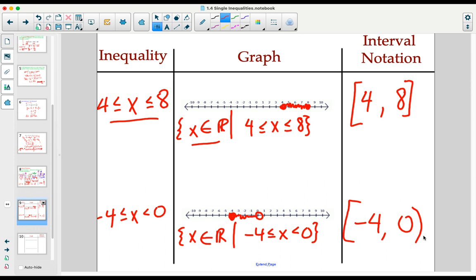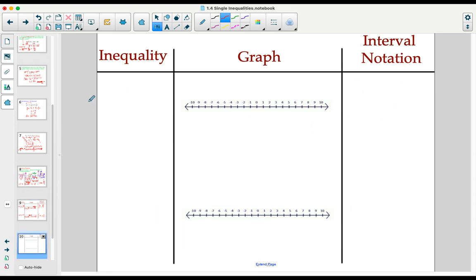It's okay to have a mix and match of parentheses and brackets. You're going to need to do that to depict which one of those numbers would be included in the solution space.